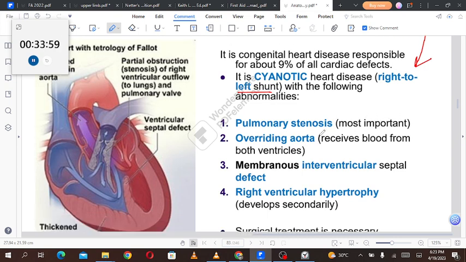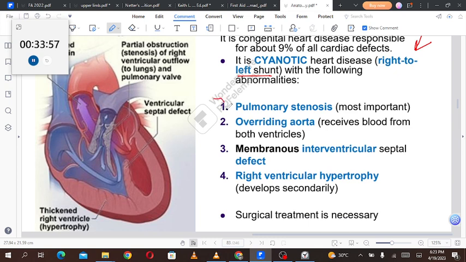Pulmonary stenosis is the most important. These four things are found together in tetralogy. The first one is pulmonary stenosis, as you can see in this picture, where the pulmonary artery has undergone stenosis. It is the most important. Then there will be an overriding aorta. There will also be a membranous interventricular defect.